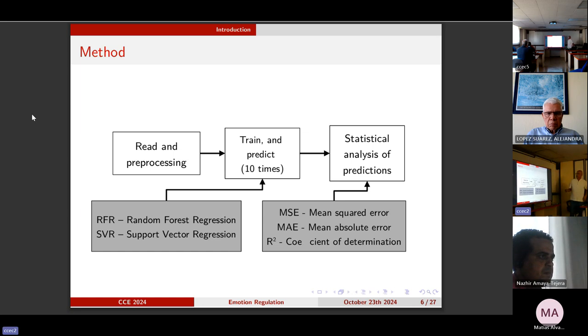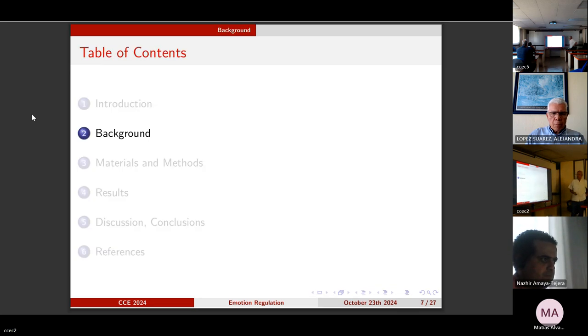The method we use is, of course, reading and preprocessing data, sample data of breast cancer patients, then training and predicting, doing 10 iterations this time, with one linear method, linear regression, that is not written here, but we did it, and random forest regression and support vector machine regressions. The result comes after one statistical analysis, and the performance is measured using these metrics.